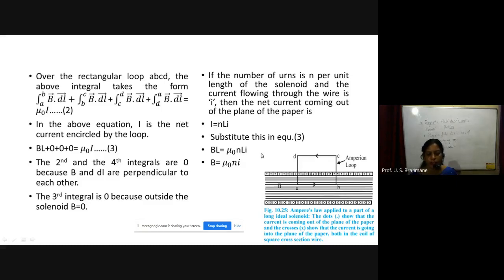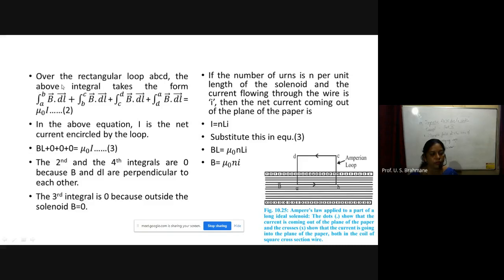Now what you're going to do is, for each line from A to B, B to C, C to D, you'll take the integrations. You'll divide that integration. So A to B, B dot dl, plus B to C, B dot dl, plus C to D, B dot dl, plus D to A, back again, B dot dl, which is equal to mu 0 I. In the above equation, I is the net current encircled by the loop. So remember, I is the net current.